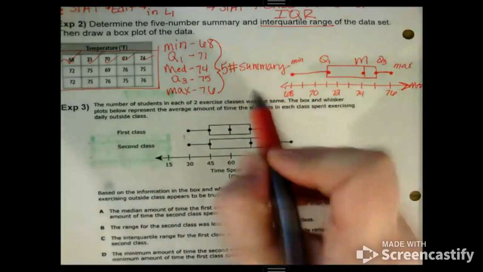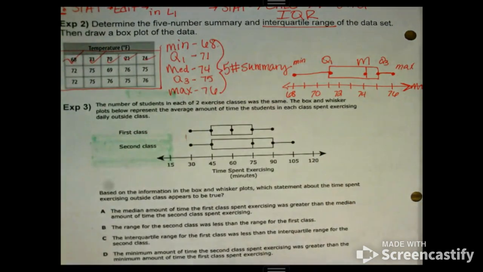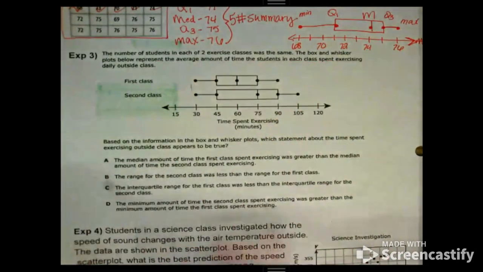Wait, I have a question. How did we find out the box is from 71 to 75? Because I used this to tell me that. Oh, because that's what it says, Q1 is 71, Q3. So whatever's Q1 and Q3, that's what makes up your box in the middle. I know that because it says it right here. Okay. So this is a star question. This is one way it might test this.